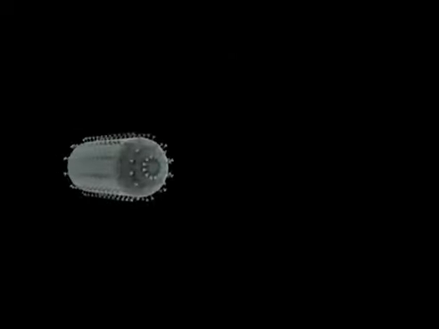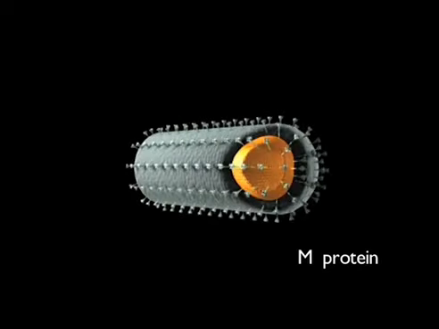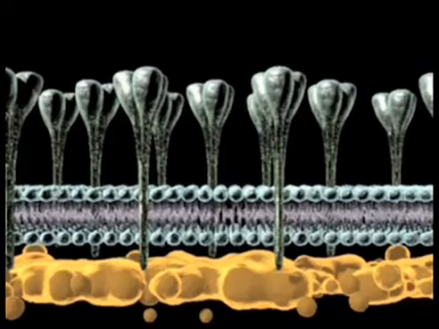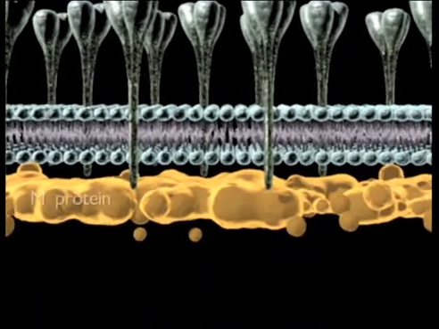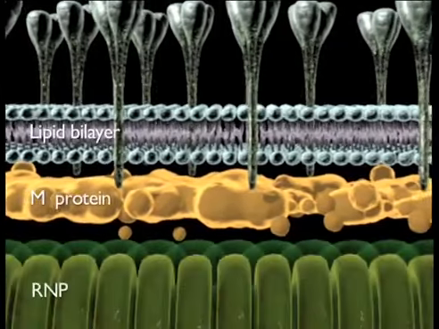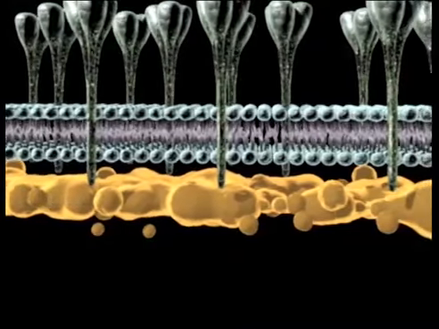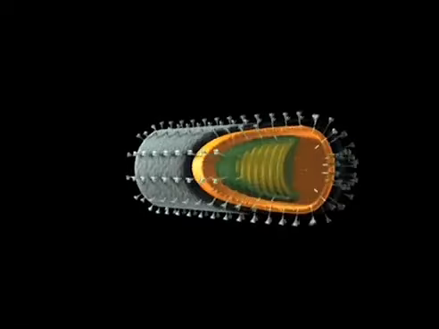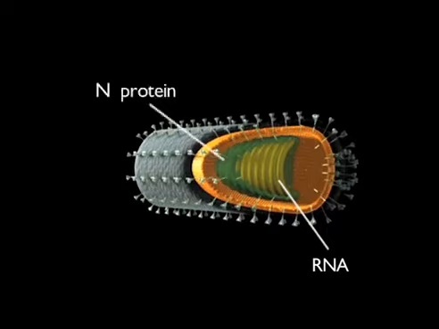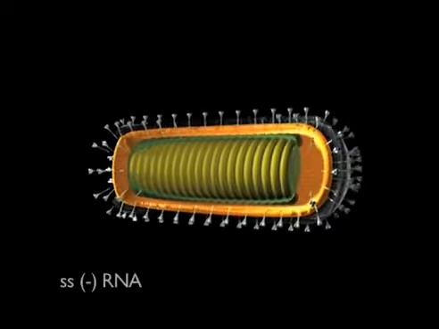Underneath the envelope is the matrix or M protein. This tightly folded protein forms a link between the two major structural components of the virus. It interacts with both the lipid bilayer of the envelope and the ribonucleoprotein core. The ribonucleoprotein core consists mainly of the RNA genome and the nucleocapsid protein. The RNA is single-stranded, of negative polarity, and it's tightly encapsulated by N-protein molecules.